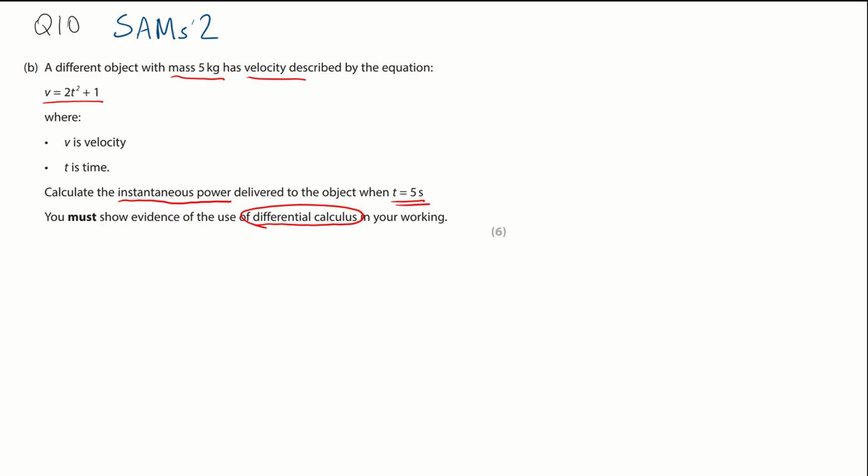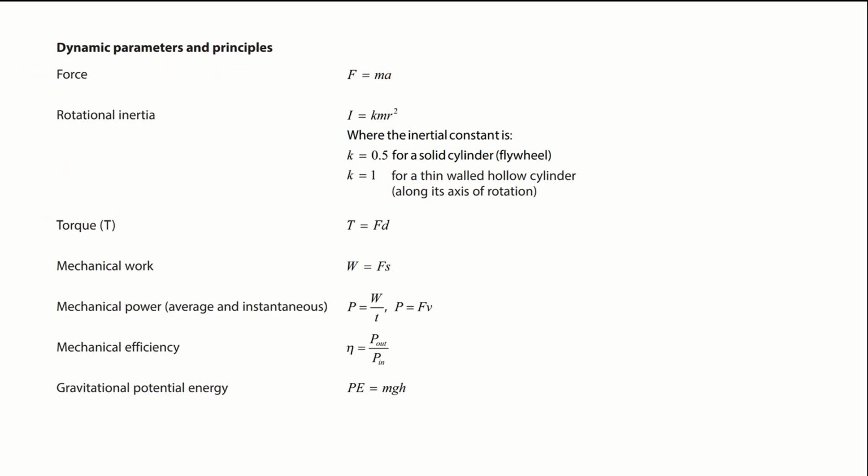So let's have a look at our formula sheet, just to see if there's anything that might be useful for us. In the formula sheet, this is part of the section on dynamic parameters and principles. We want that instantaneous power, and that's mentioned over here, isn't it? Mechanical power, average and instantaneous. Looking at this equation here, we've got power is equal to force times velocity. So we've actually got something to do with velocity already, haven't we? And we've also got force is equal to ma, mass times acceleration.